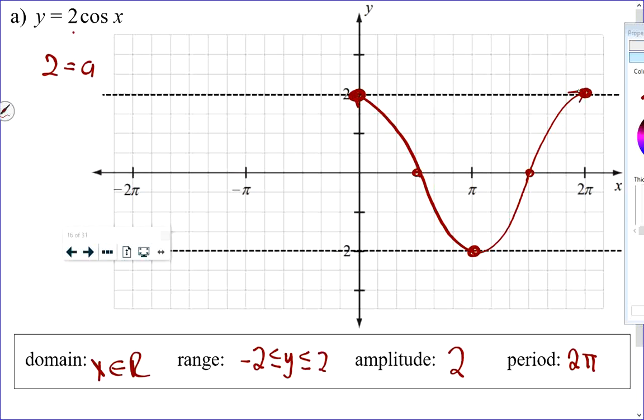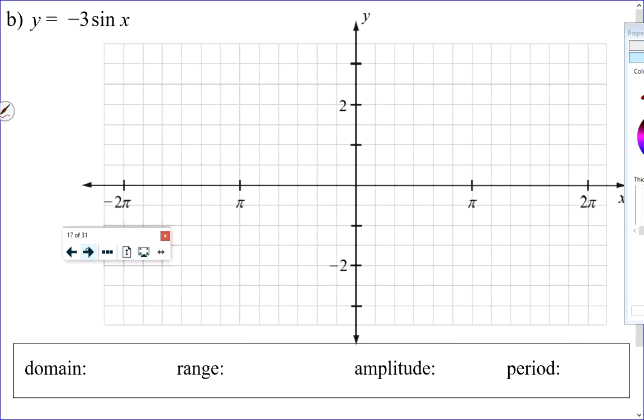So if that's the case, let's take a look at the next one: negative 3 sine x. We know that sine x starts here and goes up. If you look at the previous page, sine starts there and goes up. We know that sine would go up to 1 and down to negative 1, but this has a vertical stretch by a factor of 3.